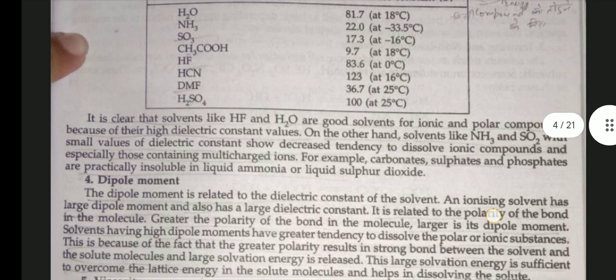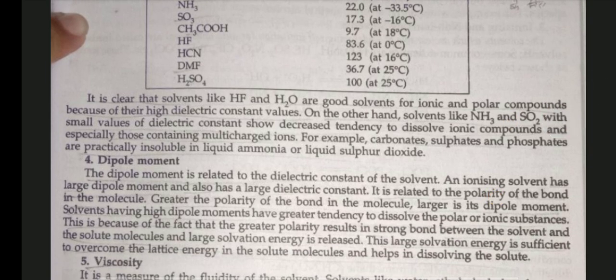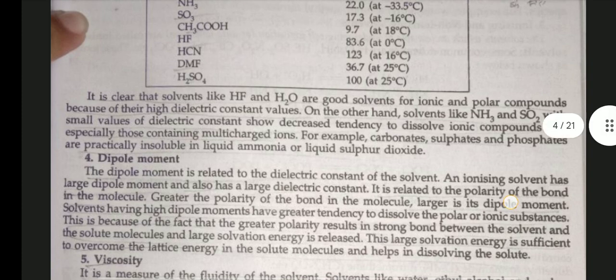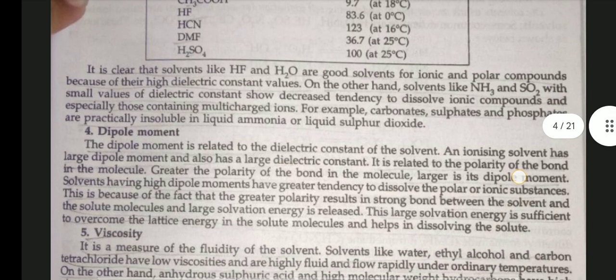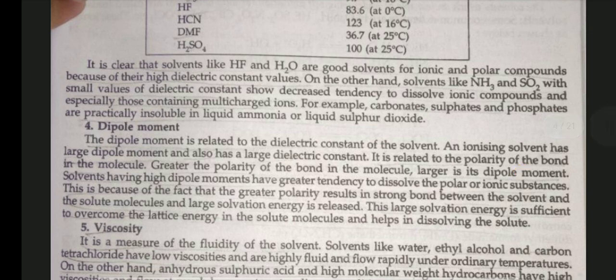It is clear that solvents like HF and H2O are good solvents for ionic and polar compounds because of their high dielectric constant values. On the other hand, solvents like NH3 and SO2 with small values of dielectric constant show a decreased tendency to dissolve ionic compounds, especially those containing multi-charged ions. For example, carbonates, sulfates and phosphates are practically insoluble in liquid ammonia or liquid sulfur dioxide.